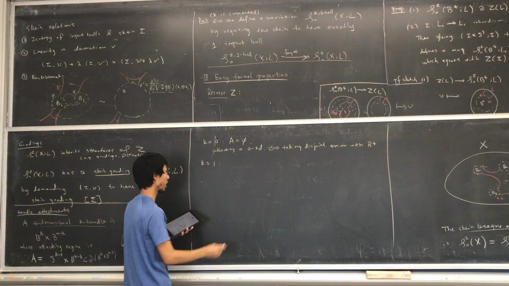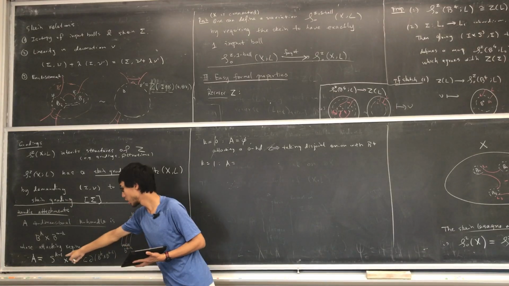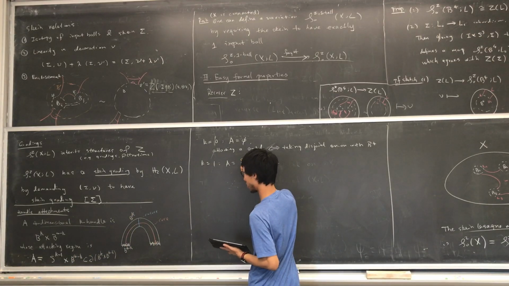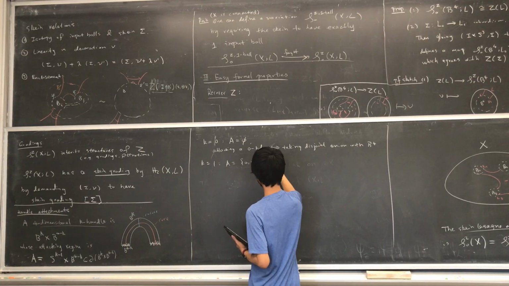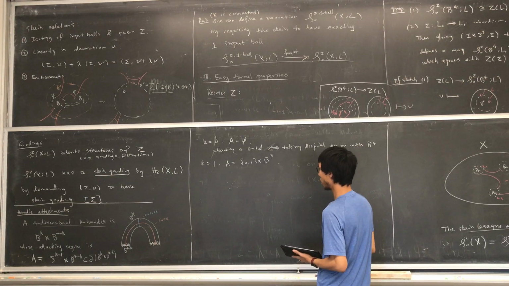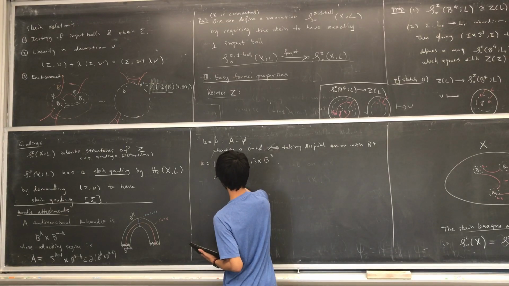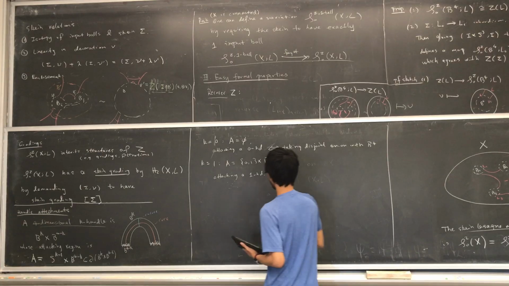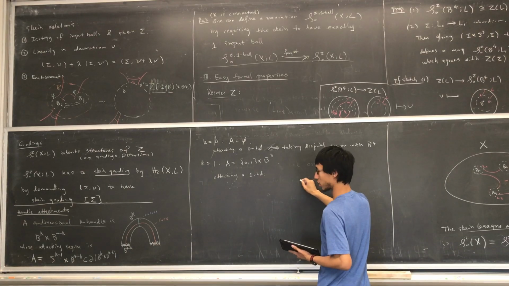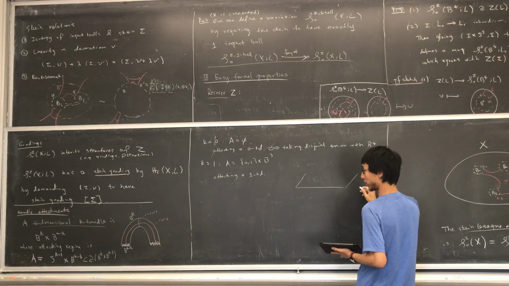More interesting, k equals 1. In this case, A is 2 points times B^3. And attaching of one handle can be drawn pictorially as what you might imagine. This is exactly what humans would call handles.